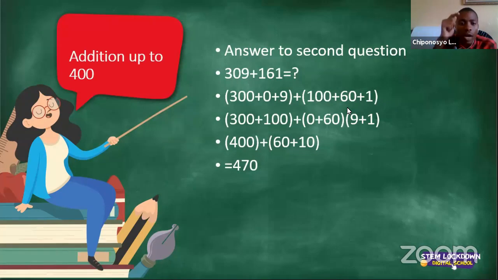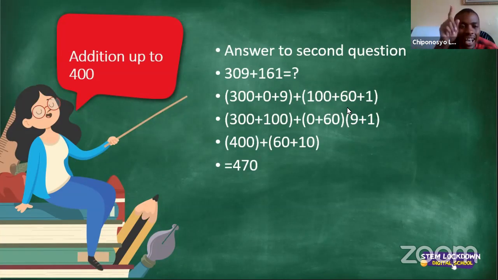Then we go to the next one, 161. So I have 100 plus 60 plus 1. So I break everything up again. First thing first, I break things up: 300 plus 0 plus 9 plus the other number, 100 plus 60 plus 1. Then we go to the next step. We add the hundreds together. We add the tens together.